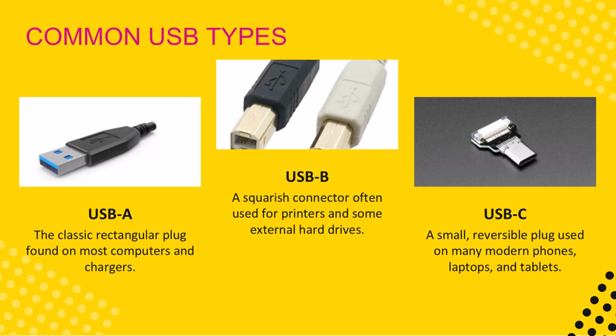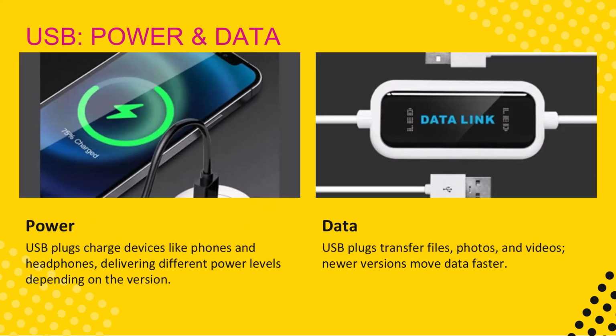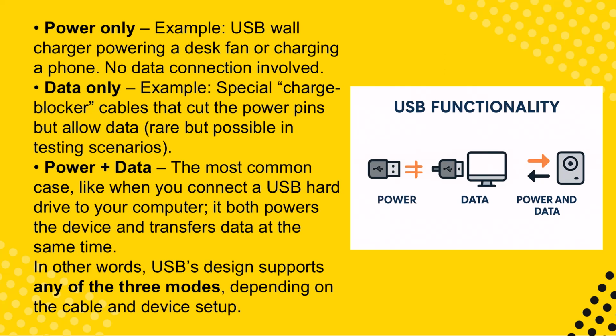Here are the common USB types. USB-A, the classic rectangular plug found on most computers and chargers. USB-B, a squarish connector often used for printers and some external hard drives. USB-C, a small reversible plug used on many modern phones, laptops, and tablets. USB can be used for power, USB can be used for data, USB can be used for both power and data. USB can work in three ways.